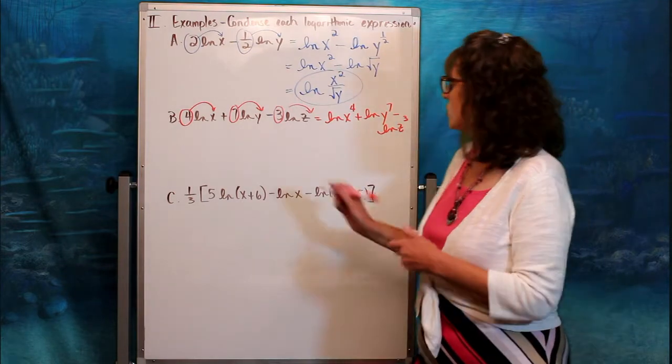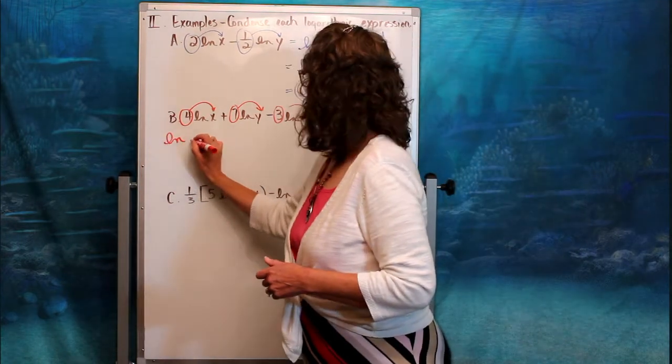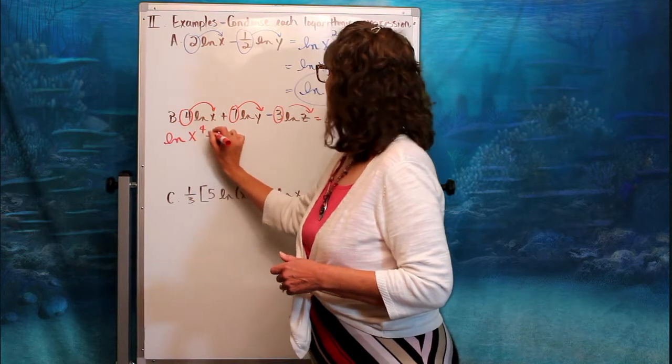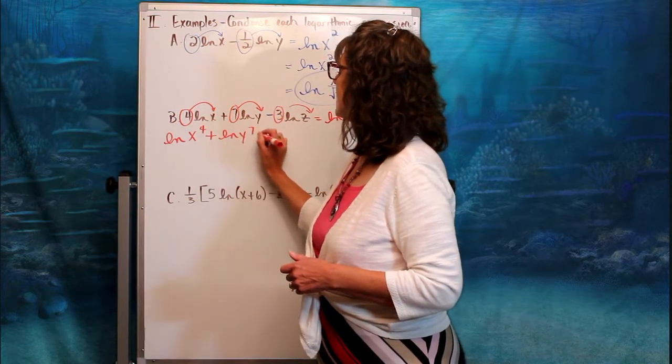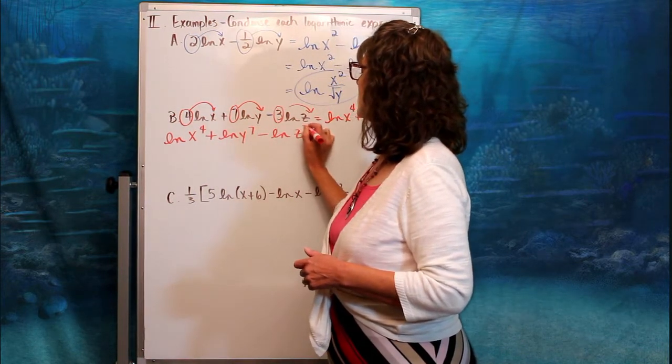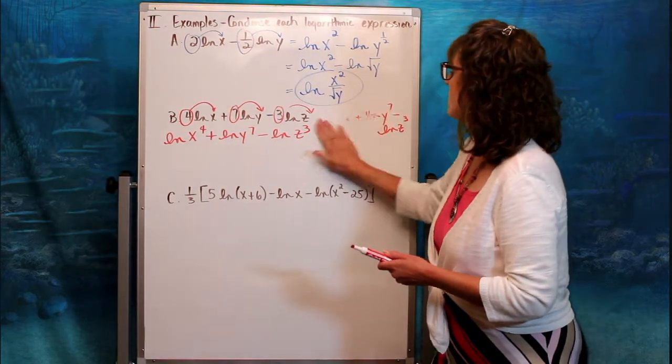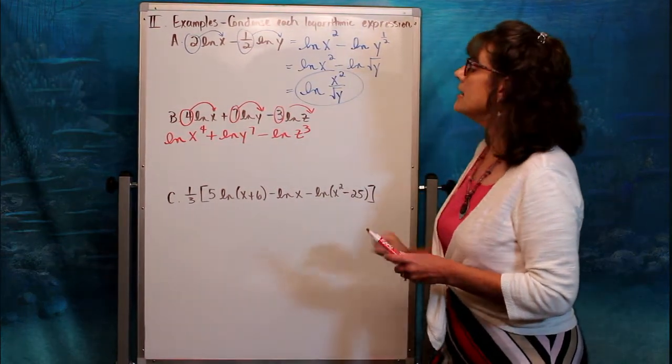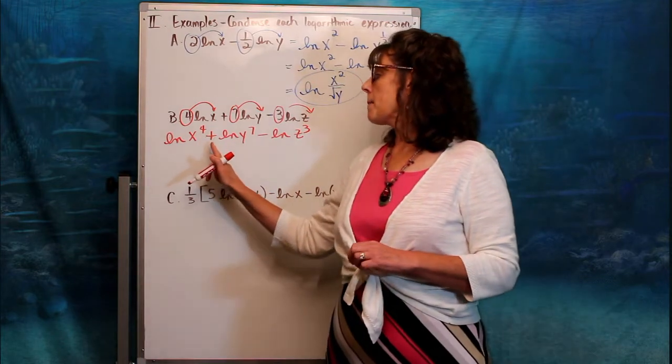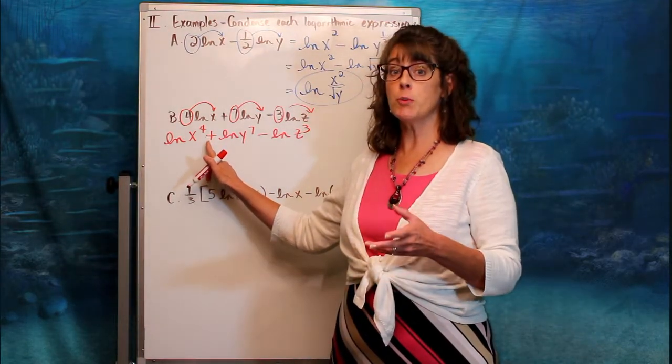Now with that, actually let me put that over here so we can see a little bit better. Natural log of x to the 4th plus natural log of y to the 7th minus the natural log of z to the 3rd. That's a little bit cleaner. I like that better. Okay, now remember, addition leads to multiplication.